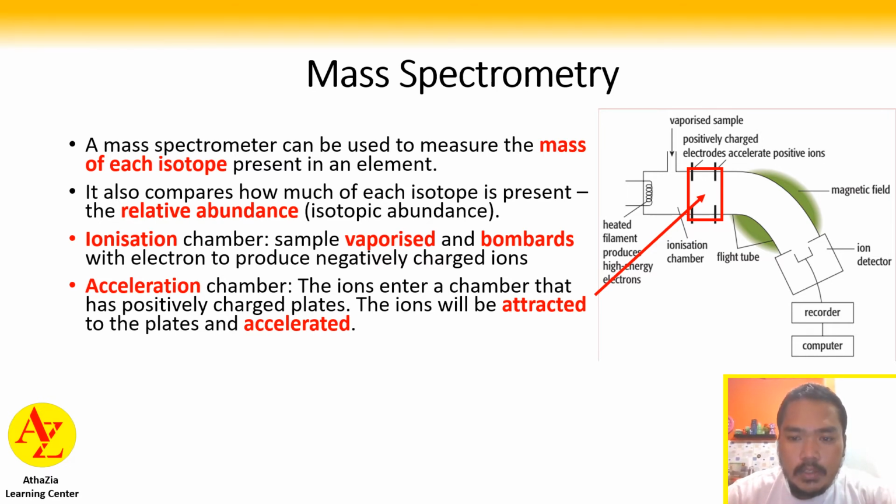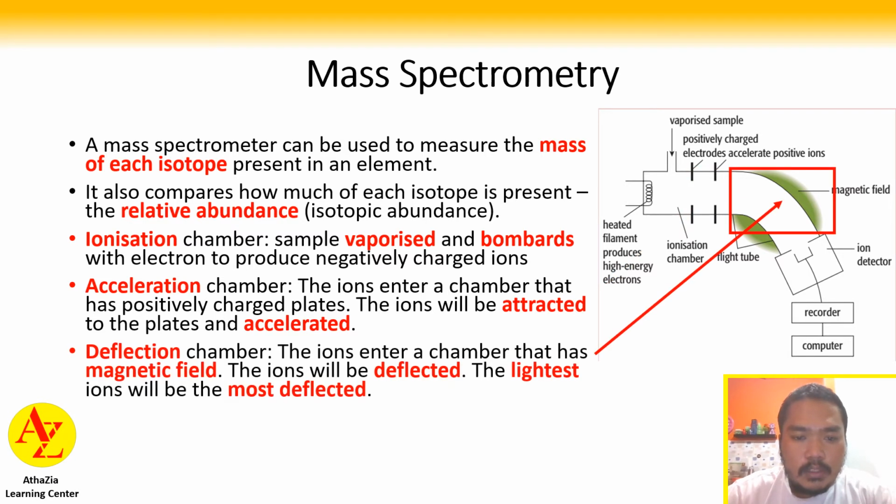Then the ions will enter the next part of the mass spectrometer, which is the deflection chamber. The ions enter a chamber that has a magnetic field. As we know, our sample is negatively charged, and it contains more than one isotope. They have the same charge, but they have different masses.